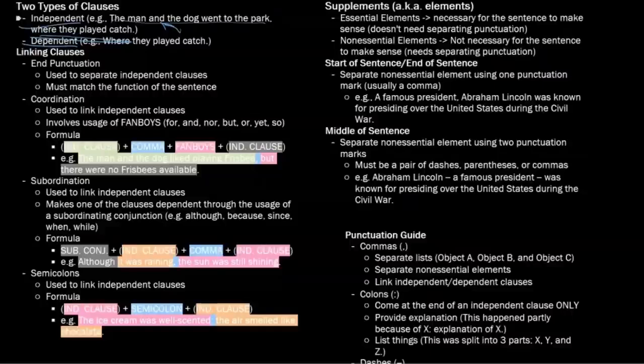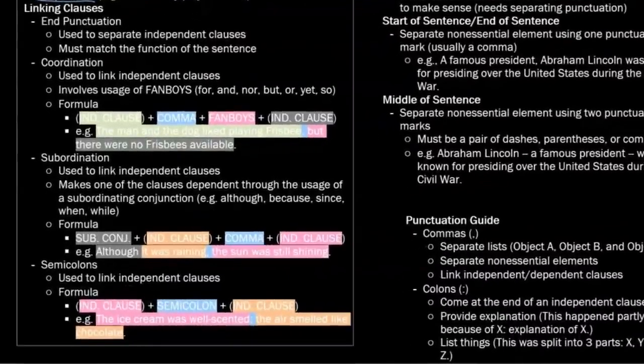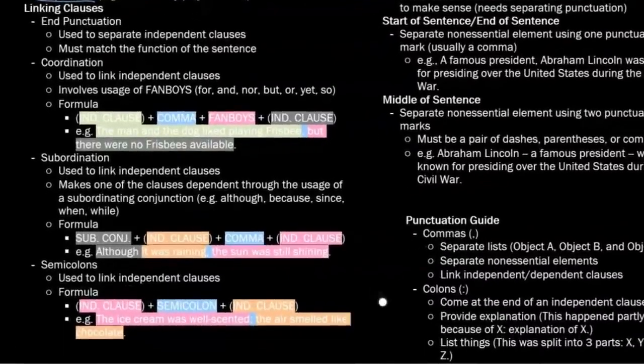So it makes sense, right? The where is now answered by to the park. Now we have to link clauses, right? We have to link our dependent and our independent clauses. And how we do that, there's quite a few ways.